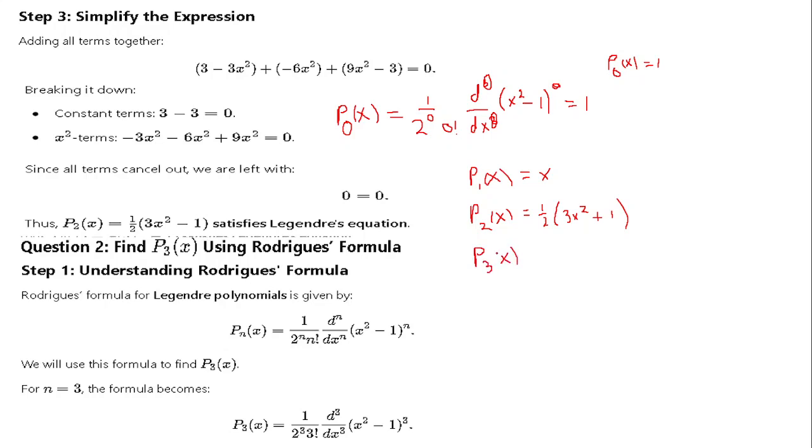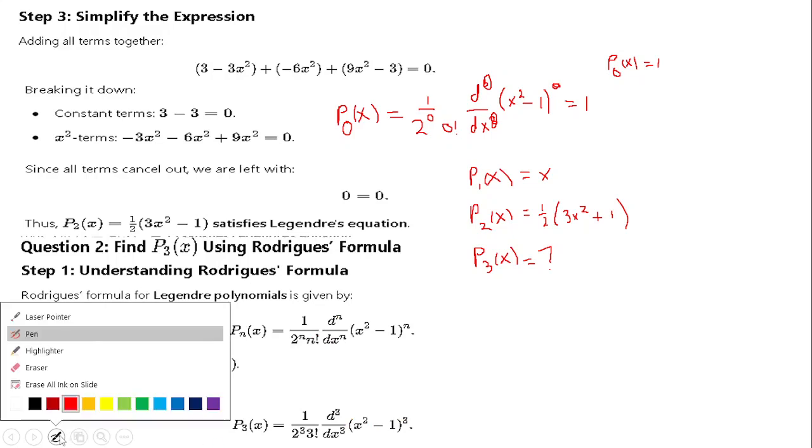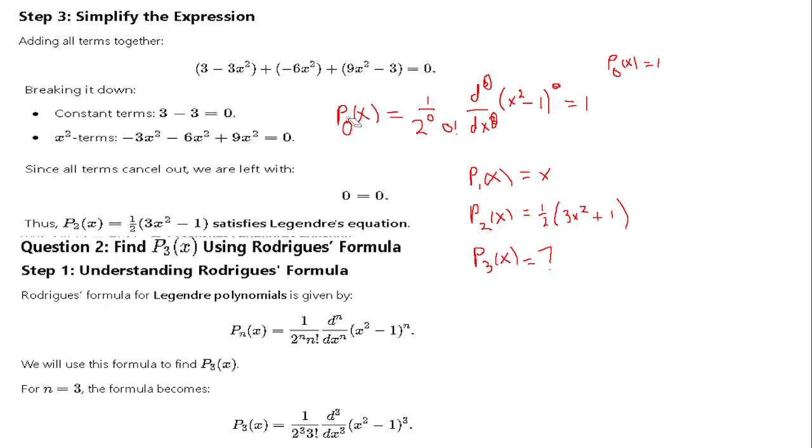Let's find P3, right? Yes, sir. So for us to find P3, anywhere we see n, we're going to put 3. So when n is equal to 3, the formula becomes P3, this will be 3, this will be 3, and everything will be 3, right? Yes, sir. And don't worry, I'm going to delete this because you already understand it. No need. I need to write on that place.